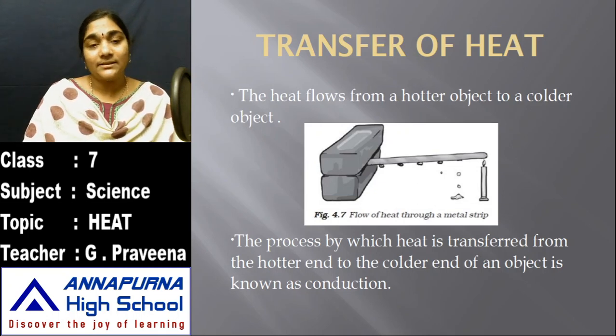So always the heat transfers from a hotter object to a colder object. From this activity, it is clear that the heat always transfers from a hotter object to a colder object. Here, when the rod is heated, the part near the flame gets heated first, then the wax pieces attached to it start melting down and fall. So it goes on in such a way. The heat always flows from a hotter object to a colder object.